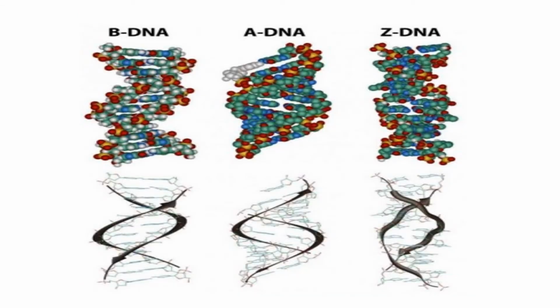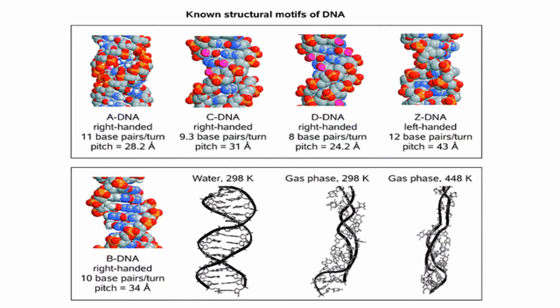Different forms of DNA are found, as shown in the figure: B, A and Z DNA, which are shown here. These structural motifs of DNA are known to us. A DNA is right-handed. Number 2, C DNA, is also right-handed, and their base pairs are given here. D DNA, Z DNA and B DNA.